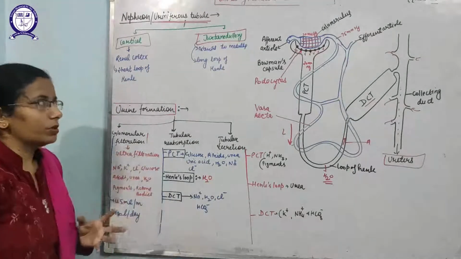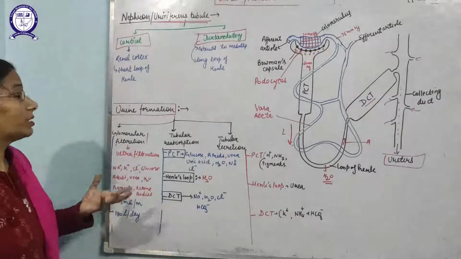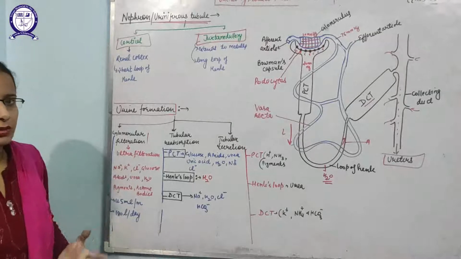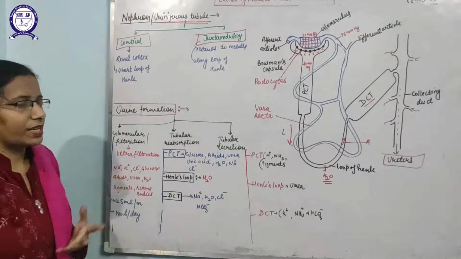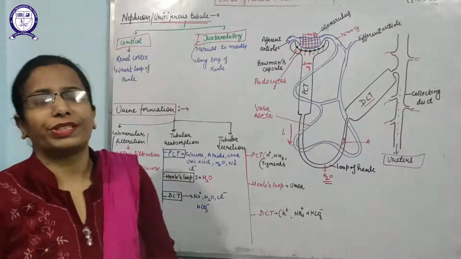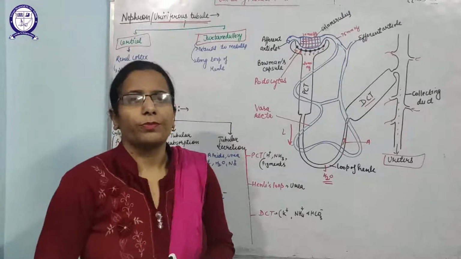So these are the 2 topics we have discussed today. One is the nephron, that is the uriniferous tubules, and second is how urine formation takes place in the human body. Thank you, beta.